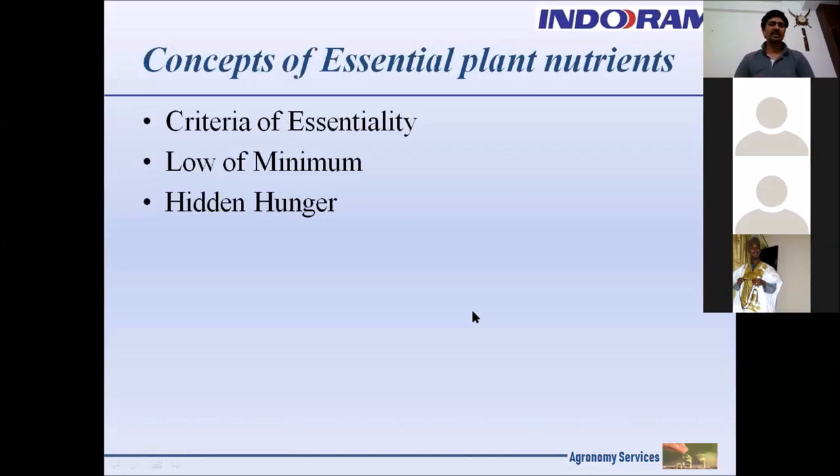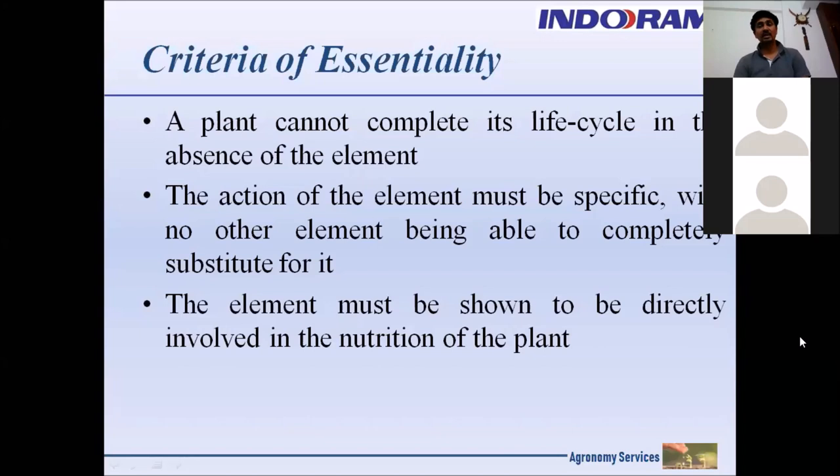The first concept is the criteria of essentiality. I think we all know that there are 16 essential plant nutrients, which are assigned as essential. The scientists Arnon and Stout gave these criteria. We will consider a nutrient as essential only if, in the absence of that specific plant nutrient, the plant is unable to complete its life cycle. Suppose nitrogen is one of the essential plant nutrients.